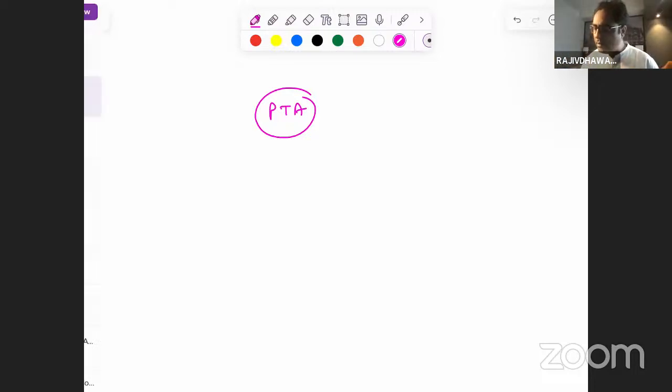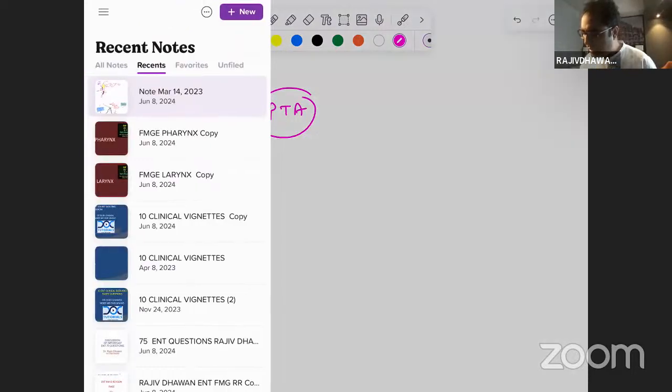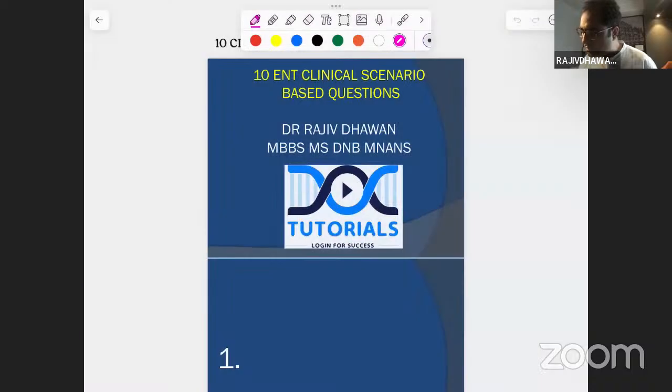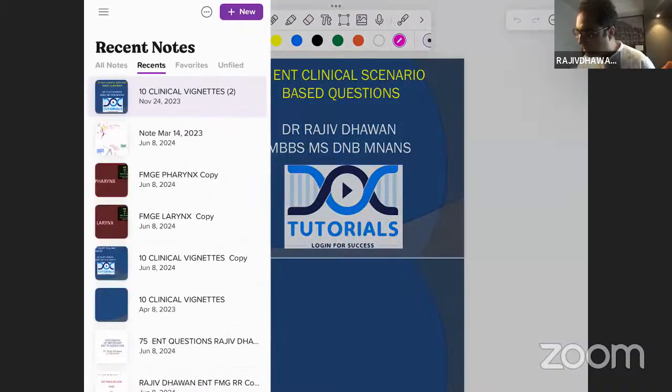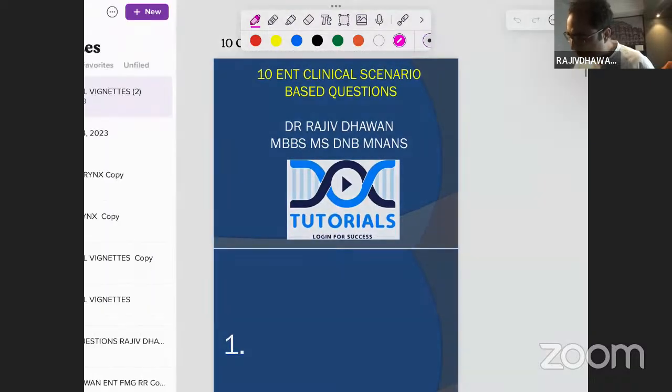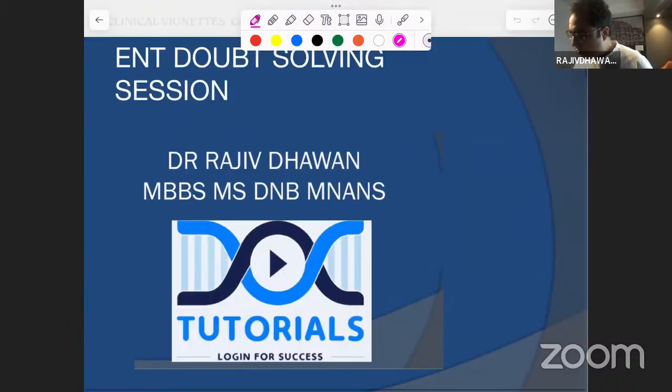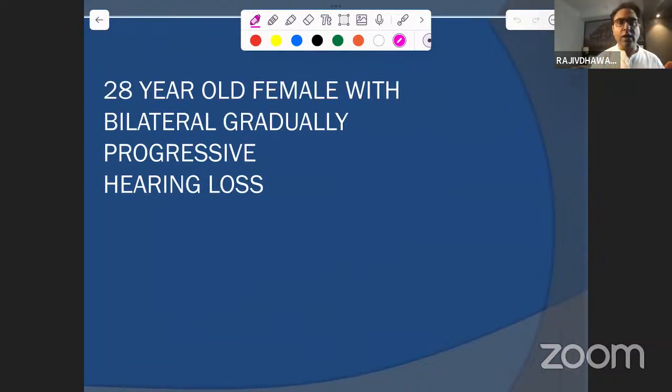In the meantime, let me go through quickly the 10 clinical vignettes which are actually popularly asked in the paper, beta. Now you have to comment on the diagnosis, beta. Everyone has to comment. What answer comes to mind? A 28-year-old female with bilateral gradually progressive hearing loss, beta. Always mark the most probable diagnosis first. Don't go for rare diagnosis. A young female with bilateral gradually progressive conductive hearing loss. What is the diagnosis in your mind, beta? Tell me.